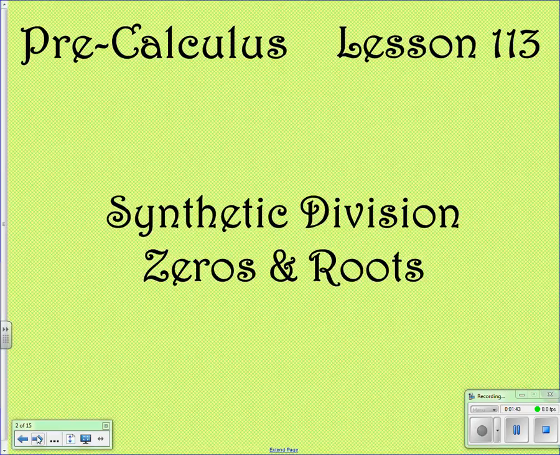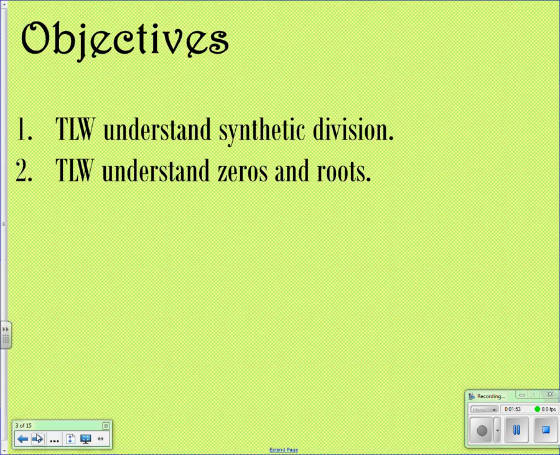So we are looking at lesson 113 today. We're looking at synthetic division, and then we're going to look at roots and zeros. Now, synthetic division is pretty nice. So I hope you like it and you understand it after this lesson. And then roots and zeros, we've actually already done a little bit of those already this year.